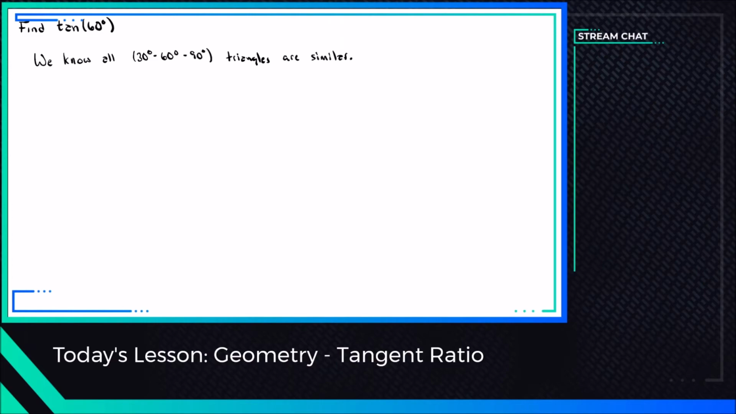Right, we know every 30, 60, 90 right triangle is similar.